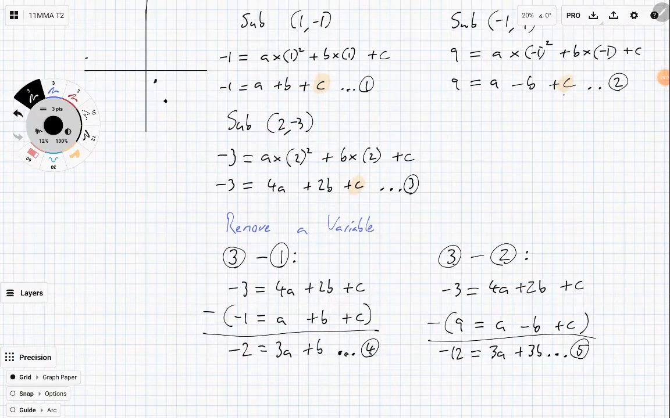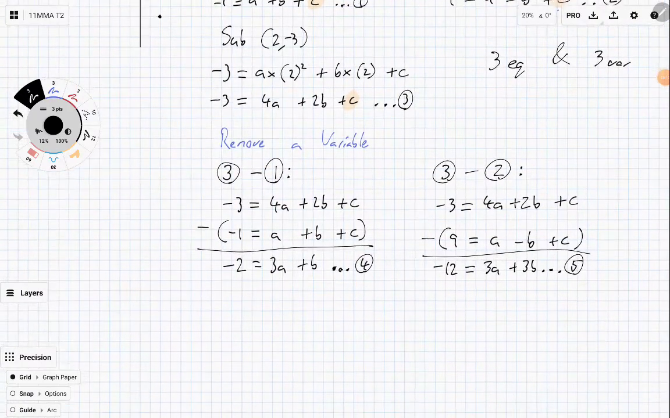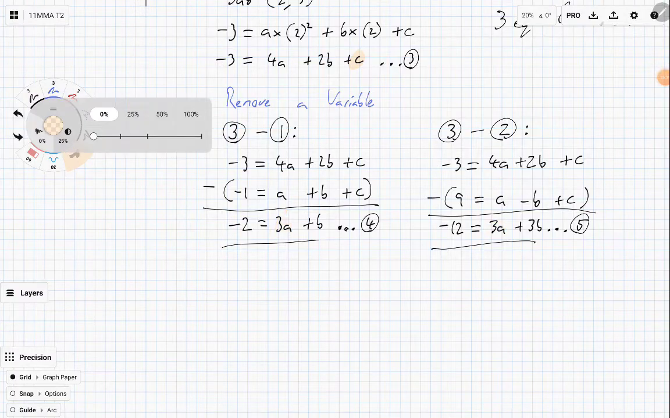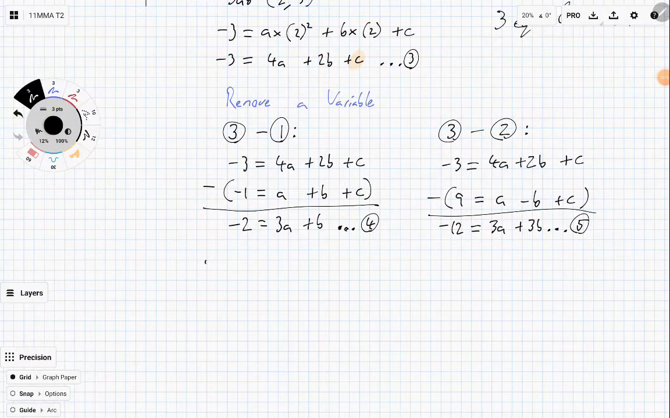Notice we started with 3 equations and 3 variables, and now I've worked it down to 2 equations and 2 variables. Well, I actually already know how to solve for 2 equations and 2 variables because that's just the simultaneous equations we've done before. So let's look at these 2 equations, 4 and 5, and go, well, how can I eliminate? Well, this one's bigger than this one. They both have this 3 in front of A. So let's eliminate them. So let's go 5 minus 4. So we're going to do another elimination step.